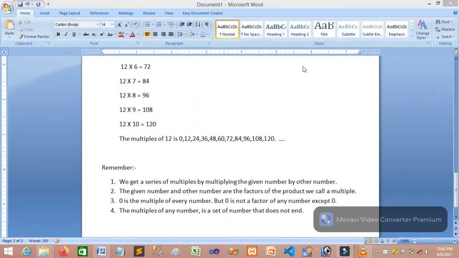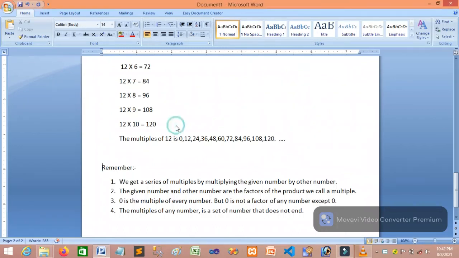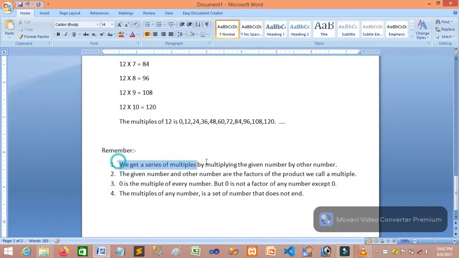Okay, when we find the multiples, we have to remember some points. What is that point? The first point: we get a series of multiples by multiplying the given number by other numbers. What is meant by that? We get a series of multiples.